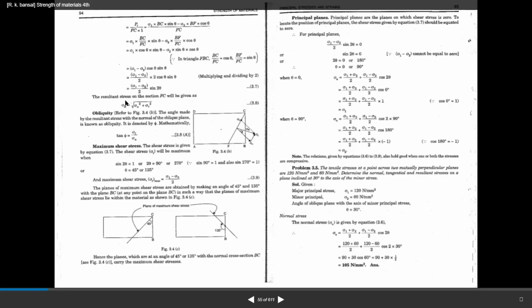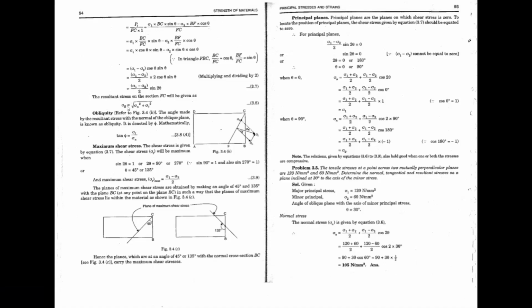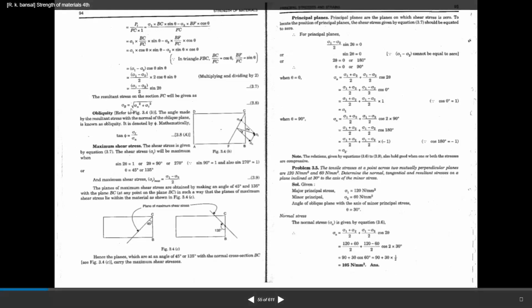The resultant stress on the section FC will be given as, finally, the equation sigma 1 minus sigma 2 by 2 into sine 2 theta, using the 2 cos theta sin theta formula. That's equation 3.7. That is the tensile stress, that means sigma T.